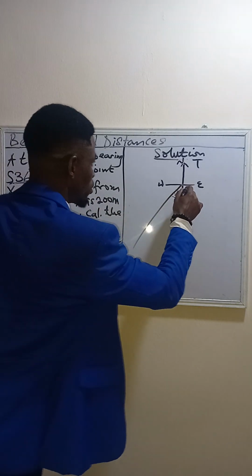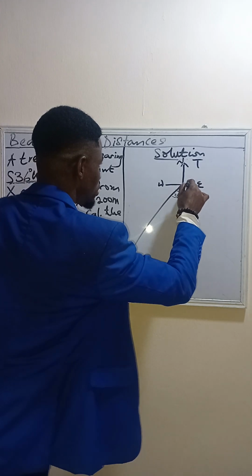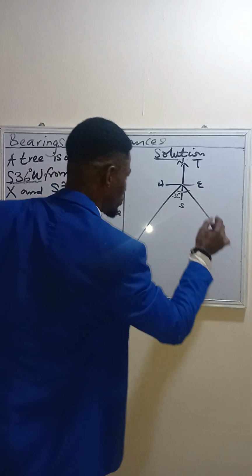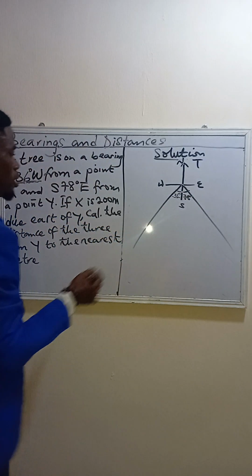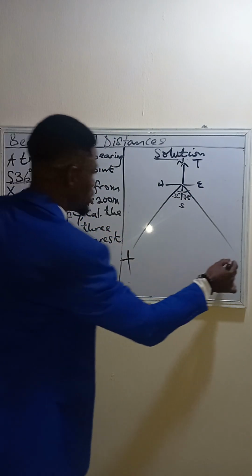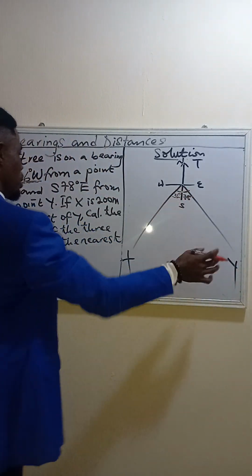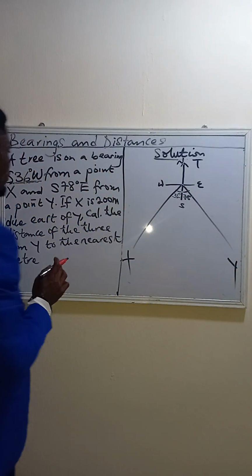east. So you draw 78 and you come down. This is 78 degrees. Okay, this is X, and this is Y. Don't join them together. Just leave them.